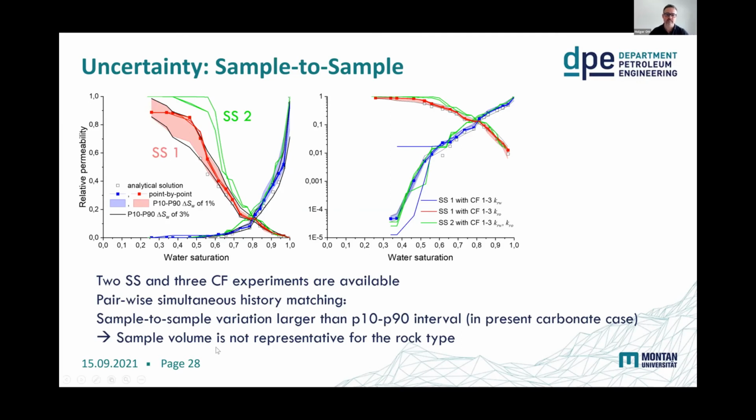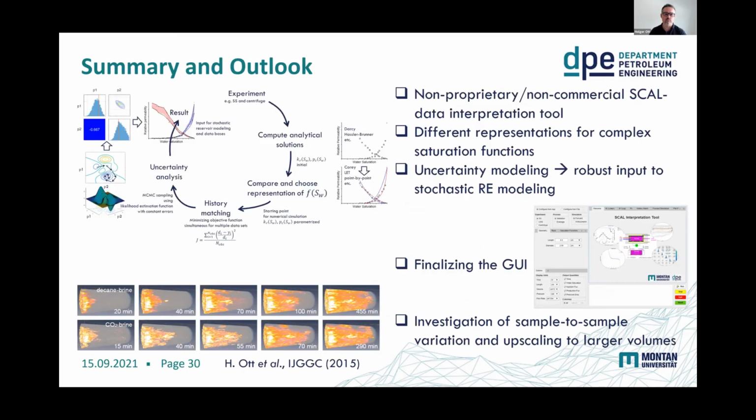This means that at the end our sample volume is not really representative. That's a common problem in carbonate rock interpretation. And with this I come to the summary and outlook. We are working on this issue at the moment. For the same rock type and the same fluids, we have larger scale experiments and steady state experiments, and we now try to do an upscaling from this data with sample-to-sample variation and the intrinsic uncertainty, projecting on our unsteady state experiments to understand better how to come up with a good description of the rock type.